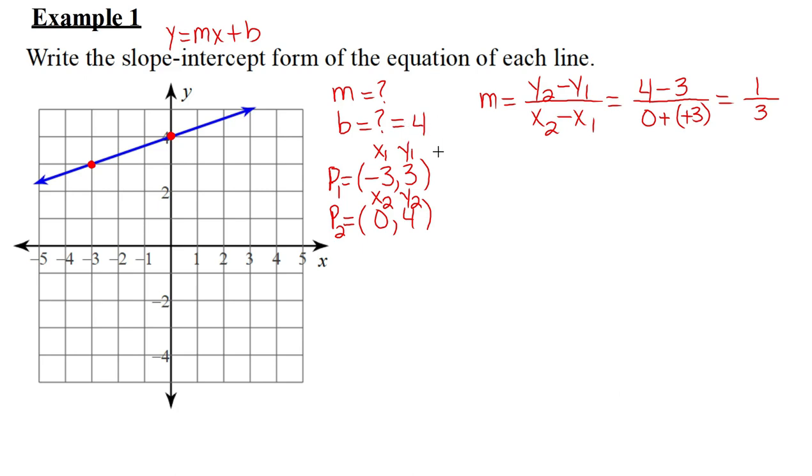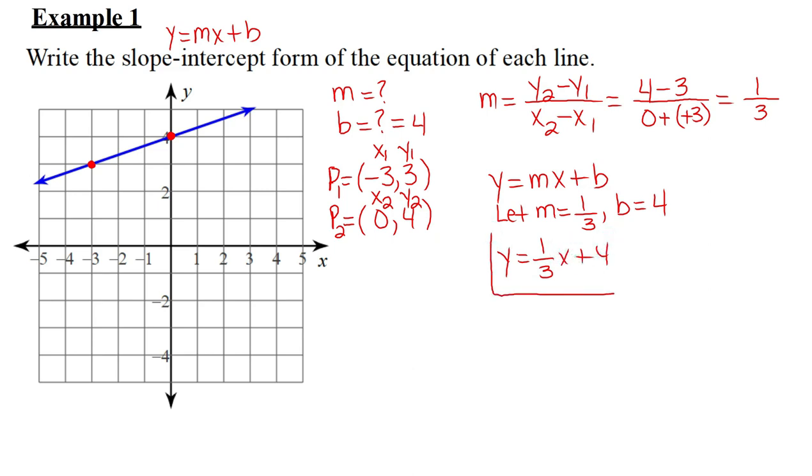I know that my y-intercept is 4. All I need to do now is go back to my slope-intercept form of my equation, which says y equals mx plus b. I need to let my m equal 1/3, and I need to let b, the y-intercept, equal 4. And all I'm going to do is replace m and b with those numbers. So I have y equals 1/3 x plus 4. And that equation would be the equation in slope-intercept form of the given line that I have in the coordinate plane.